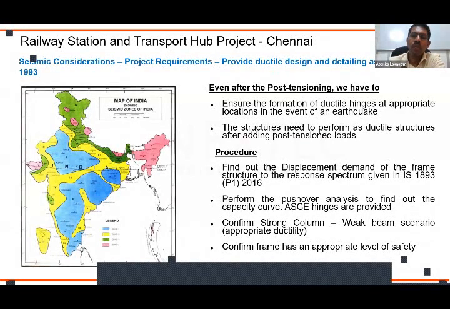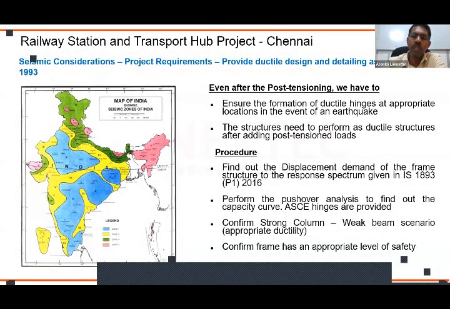And the structure needs to perform as a ductile structure after adding post-tension loads. So with this earthquake load, the hinge formation should be ductile, and the structure needs to perform as a ductile structure. In order to find out and show our structure is ductile, the procedure we followed is as follows.